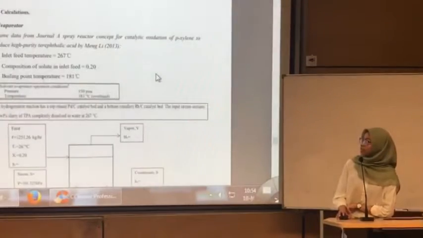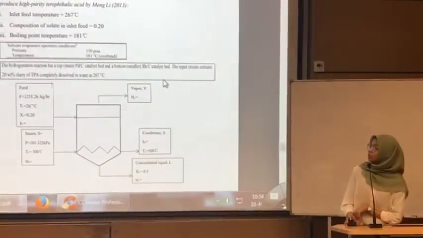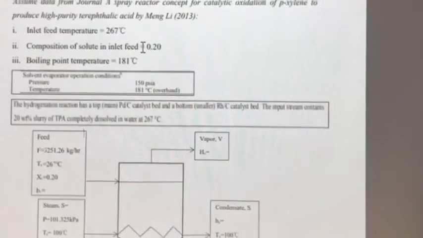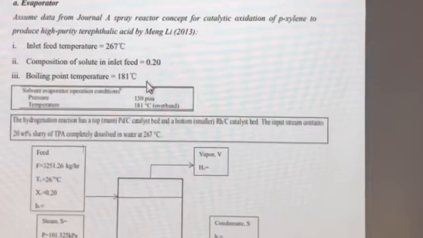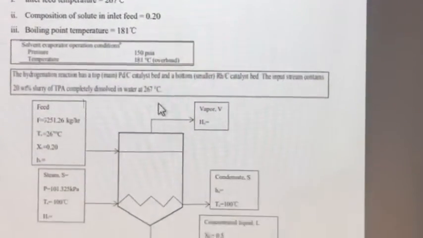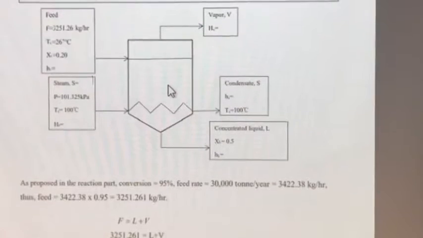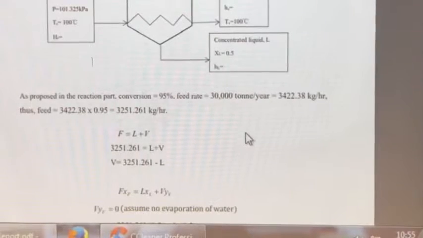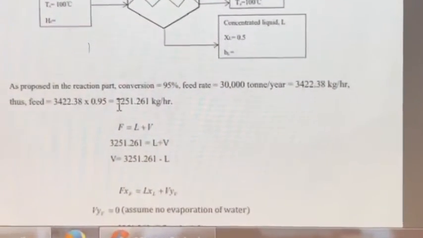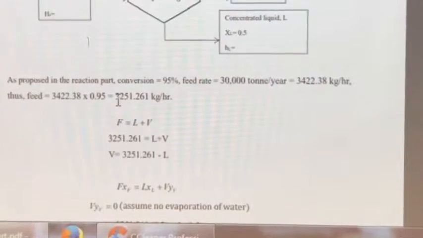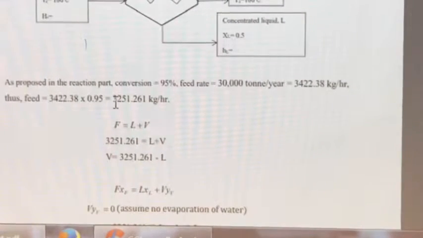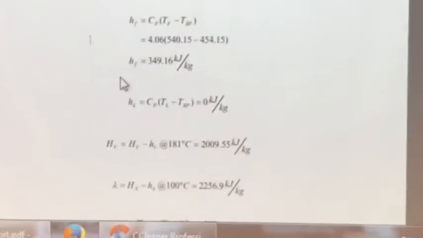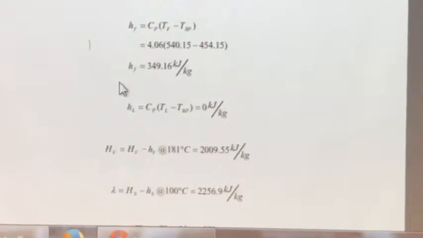Next, we proceed to the sample calculation in the evaporator and the crystallization. In the evaporator, we take the data from the journal, where the inlet feed temperature is 267 degrees Celsius, the composition of solid is 0.2, and the boiling point temperature is 181 degrees Celsius. Then we draw the diagram of the evaporator and we fix the flow rate at 30,000 pounds per year and convert it to kg per hour. And last, we have 2 times with 95 conversion as we proposed in the reaction part. After that, we use the mass balance to calculate the L and V. We assume there is no evaporation of water. After that, we take the H and the lambda from the steam table to calculate the steam.